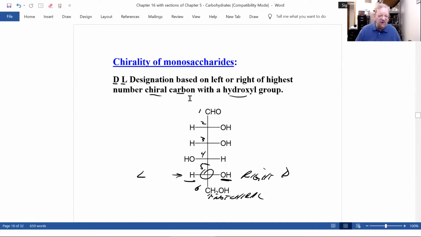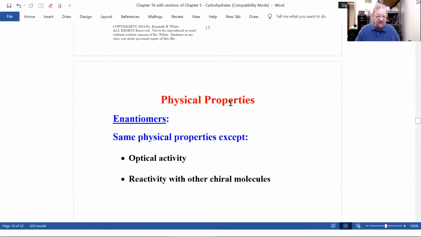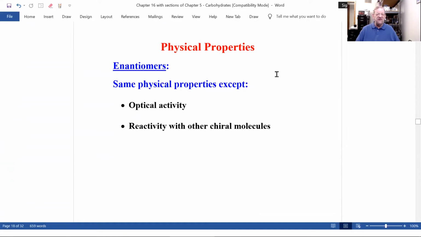And let me do one more thing, and then I'll come back to this. And again, this will not be on the test. Now, when we talk about enantiomers, they're non-superimposable mirror images. And it turns out they have all the same physical properties except two things. One of them is what's called optical activity. And the other one is the reactivity, how it reacts with other chiral compounds, which turns out to be very important.